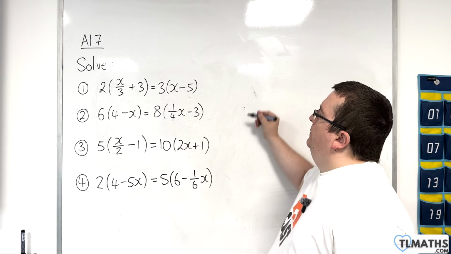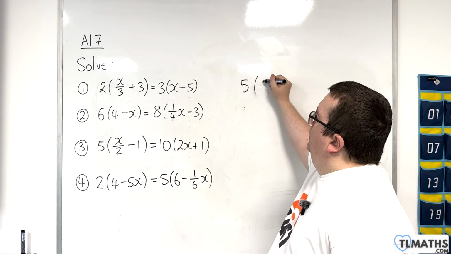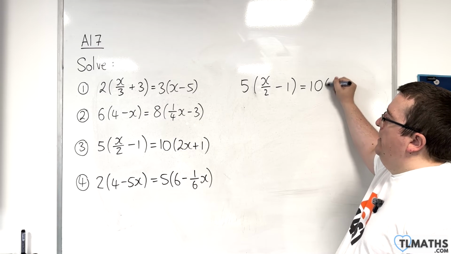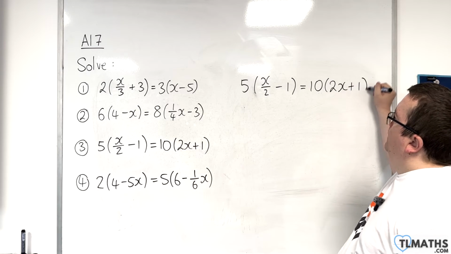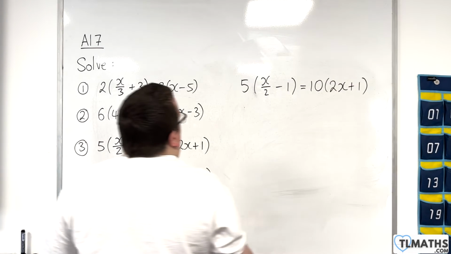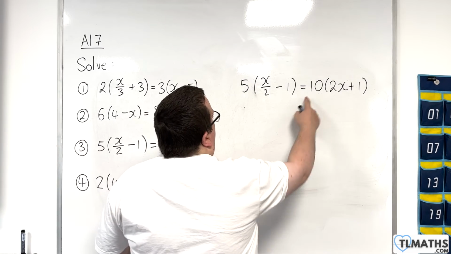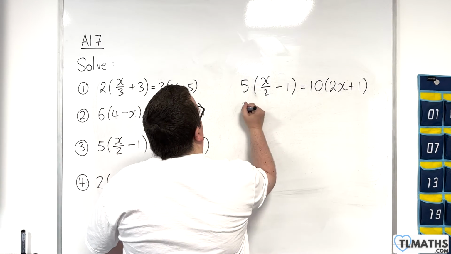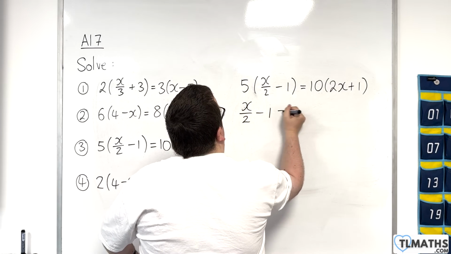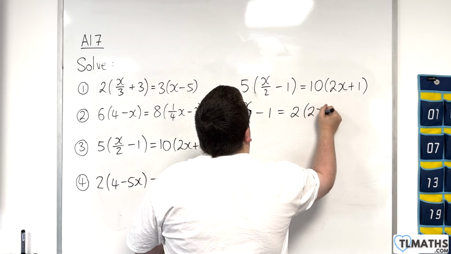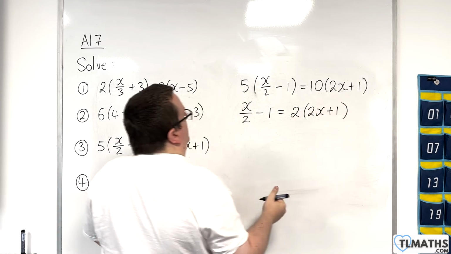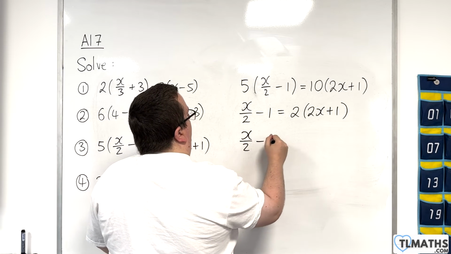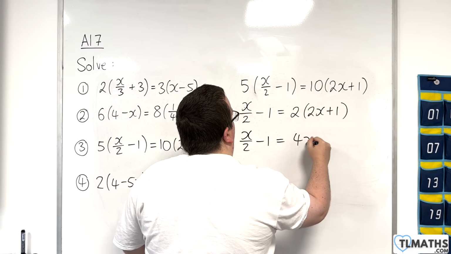Right, number 3. We have 5 lots of x over 2 take away 1 is equal to 10 lots of 2x plus 1. Okay, now 5 and 10 both have a common factor of 5, so let's divide through by 5 first. So x over 2 take away 1 is equal to 2 lots of 2x plus 1. Now let's expand that bracket out. So x over 2 take away 1 is equal to 4x plus 2.